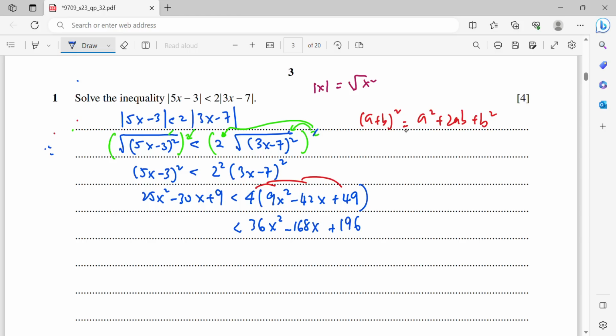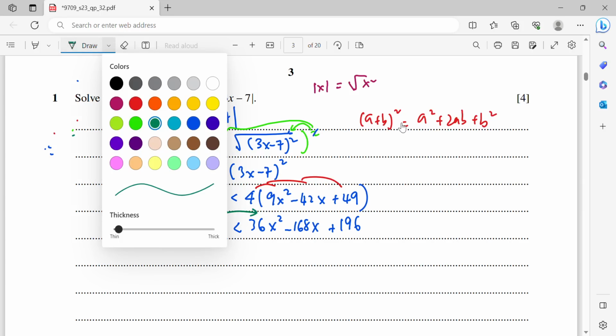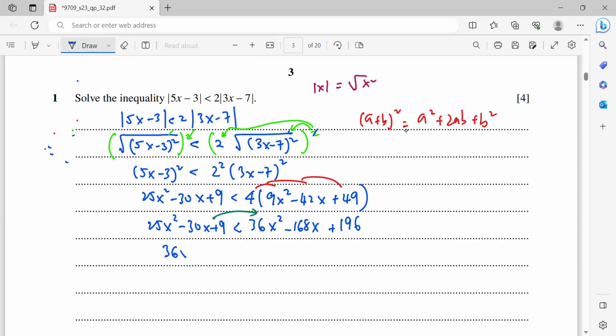Okay, so now I notice that the 36x squared on the right hand side is bigger than 25x squared on the left hand side. Means that I will move all the terms from the left hand side to the right hand side. So now I move all these terms to the other side. Then I will be getting 36x squared minus 25x squared, then minus 168x. The minus 30x becomes plus 30x. Then the last term plus 196. The plus 9 on the left hand side will be moved to the right side because it becomes minus 9. And then all will be greater than 0, because all the terms are now on the right hand side.